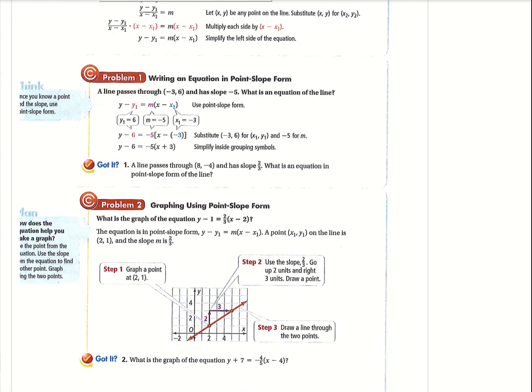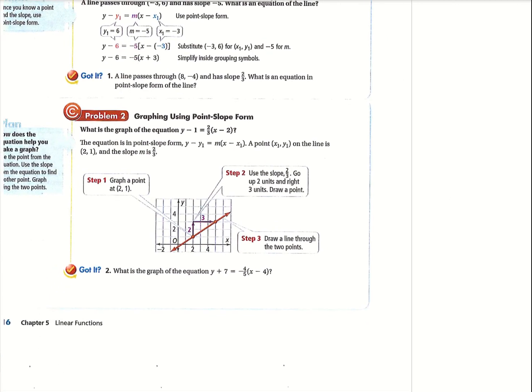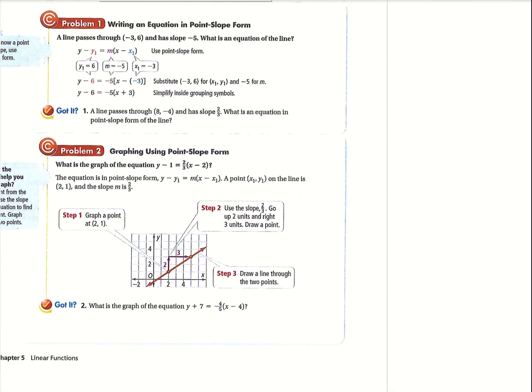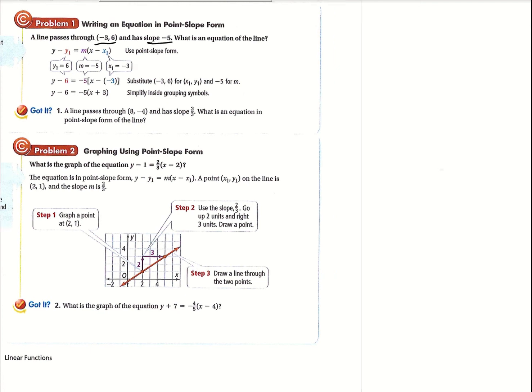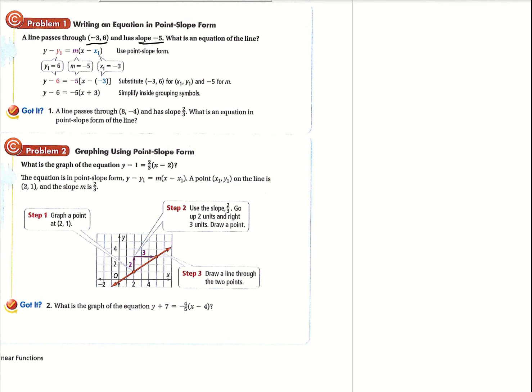Looking at problem 1, we have: write an equation in point slope form. A line passes through the point (-3, 6) and has a slope of -5. What is an equation of the line? This one's pretty simple. We just want our standard point slope form equation here. Now we're just going to plug in.